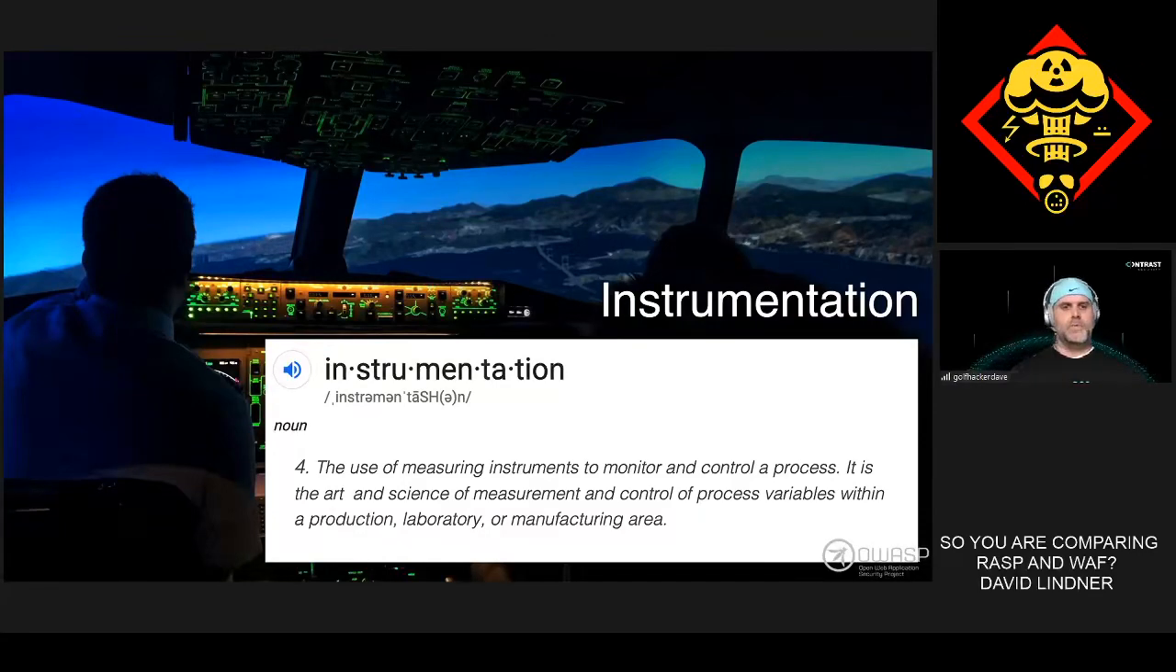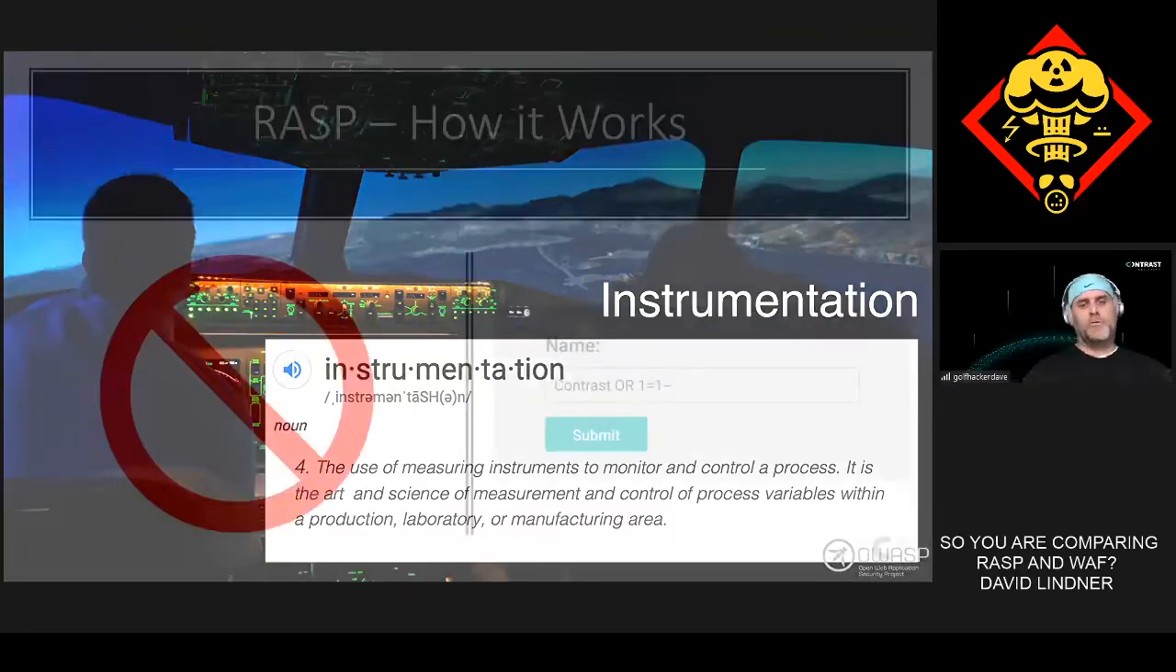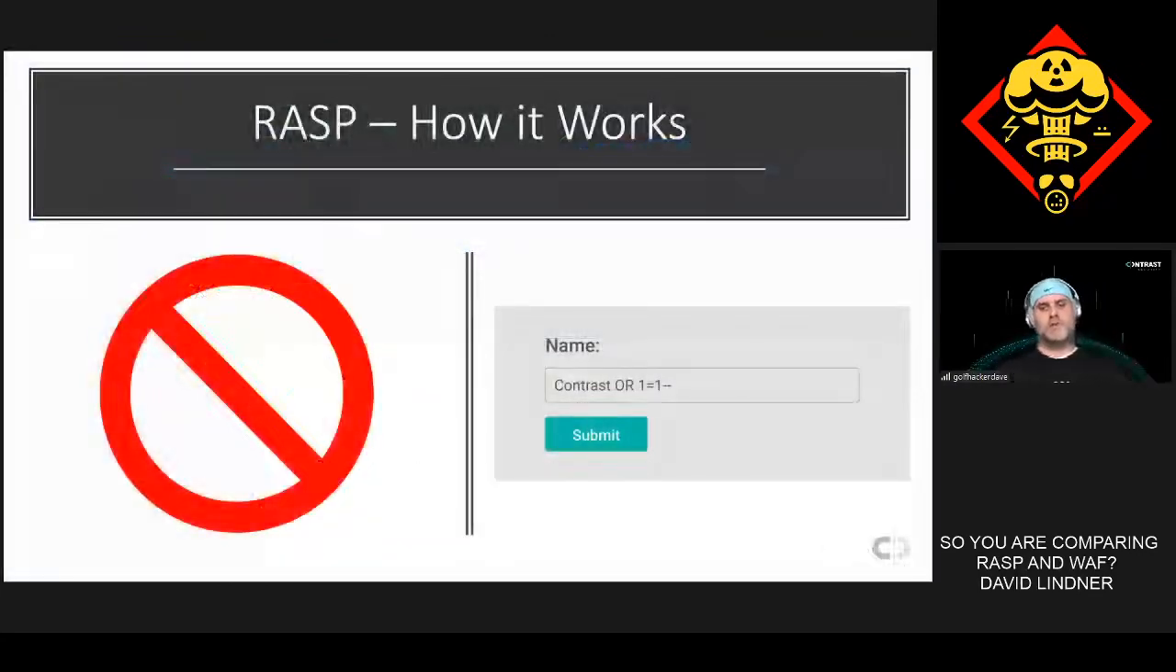Remember, we looked at how a WAF works with this sort of input. We see the contrast or 1 = 1 dash dash. So if I submit this to a system protected by RASP, and the back end takes that, it says, all right, this looks like a SQL injection attack, but let's look at it further. Oh, it's ending up in a SQL sink. It's actually going to run this as SQL. I'm going to block that.